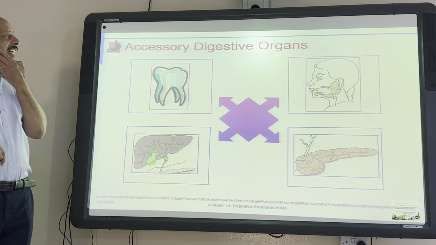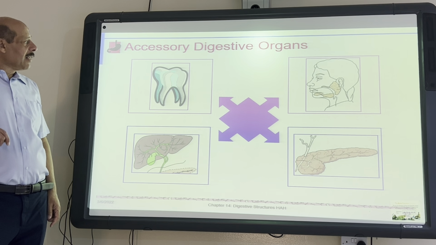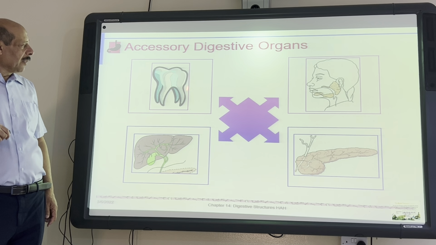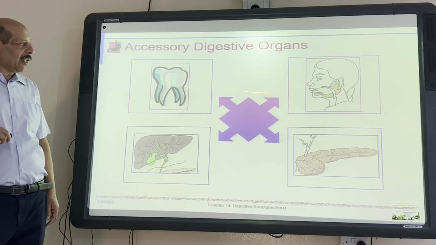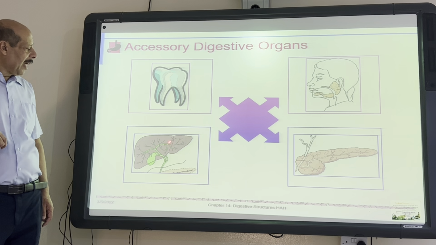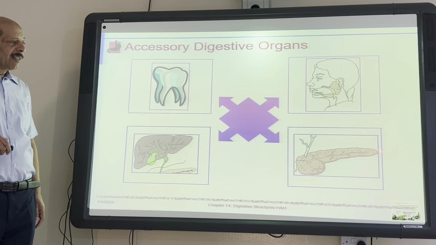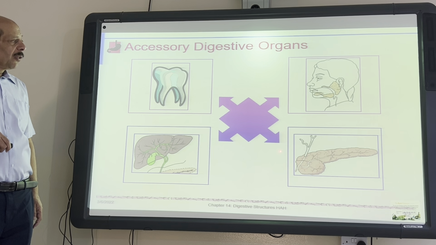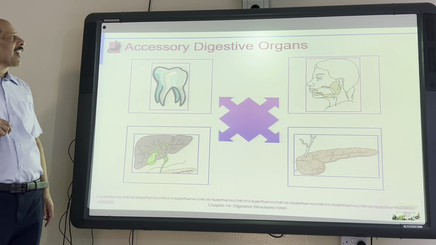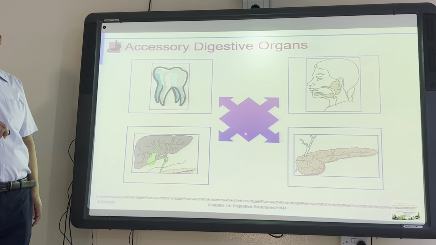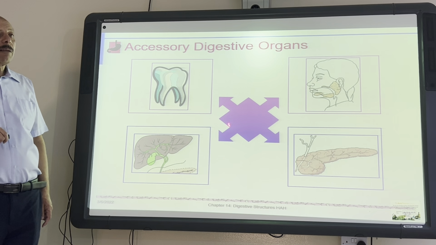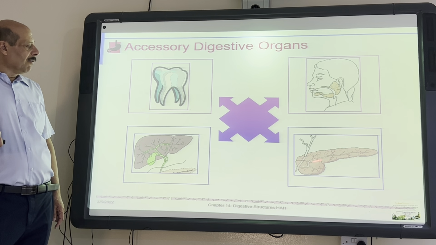About the accessory digestive system, we have mainly 4 things: the teeth and the salivary glands, both in the mouth, and the liver, gallbladder and the spleen. So those are considered as the accessory digestive system that link or help in the process of digestion.